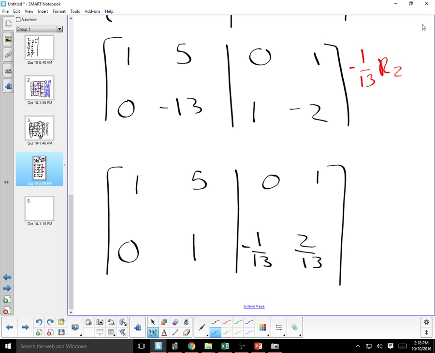Okay, so right now we're at REF. We need to go to RREF, right? So this 5 right here needs to become a 0. Now remember, I do this in reverse. So I need to take row 2, multiply by negative 5, and add all those values to row 1.